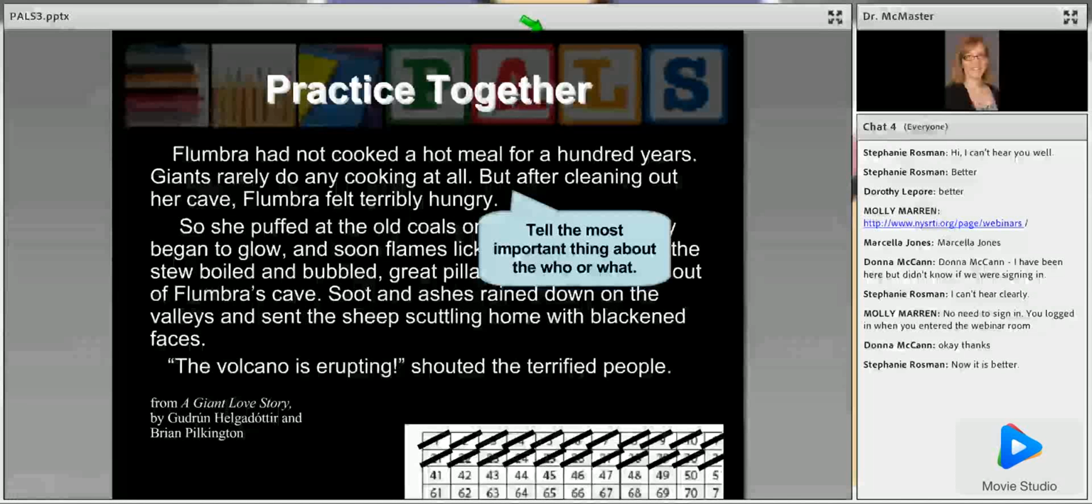And if the coach agreed that that was a good statement, they would mark a point. And then they would say the main idea in 10 words or less. So I might say, well, Flumbra, and you should count and see if I get 10 words or less. Flumbra was really hungry after all that cleaning she did in her cave. Now, I'm over 10 words, so what are you going to say if you're the coach? You can type in your answer.